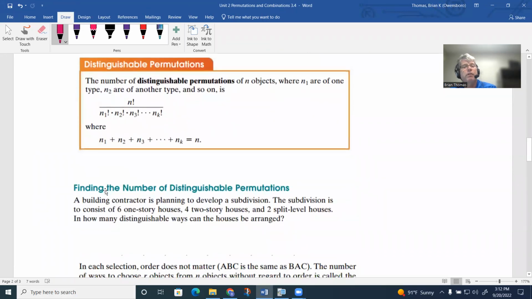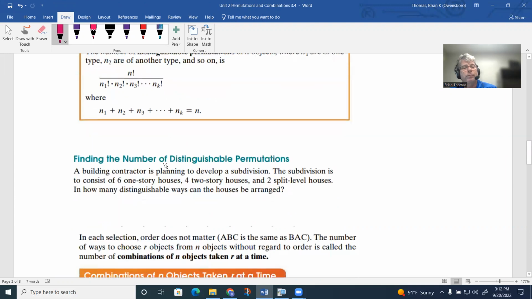So, the number of distinguishable permutations of n objects where n1 are of one type, n2 are of another type, and so forth and so on. So let's see what they mean by this. So we have this formula.